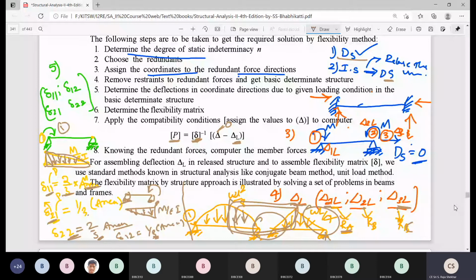After that, we need to substitute in this equation: P is equal to the inverse of the flexibility matrix times delta minus delta L. Delta will be 0 if there is no support sinking, and the delta L values we have calculated here. The flexibility coefficients we have calculated. From that we will get the unknown redundant forces. I hope you understood this procedure.